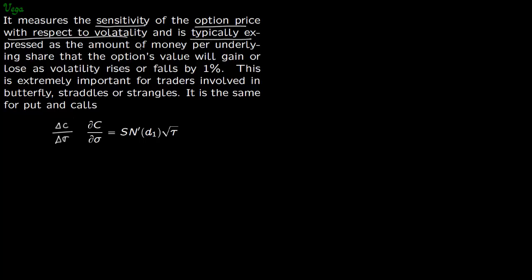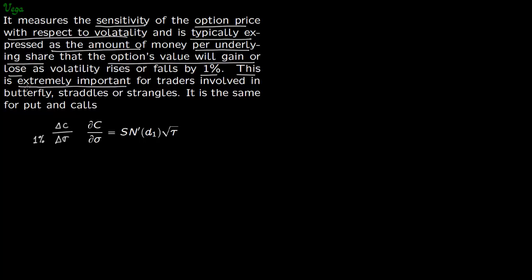It is typically expressed as the amount of money per underlying share that the option's value will gain or lose as the volatility rises or falls by 1%. So basically the volatility changes here in the denominator by 1%. Then this Vega will tell us by how much percentage the call option or the put option will change value. Now this is extremely important.